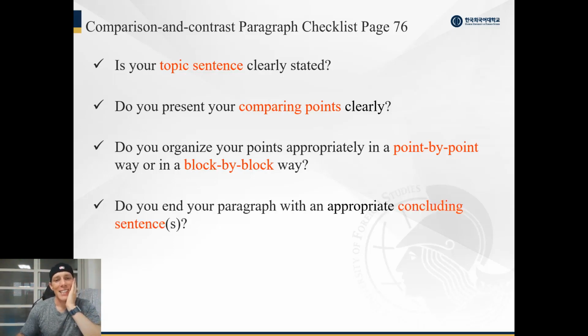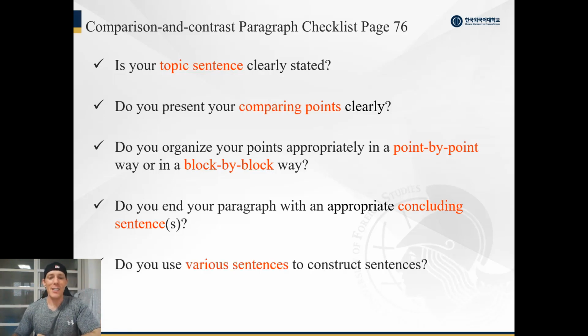And the last ones. Do you have an appropriate concluding sentence? You need to write a conclusion. You have to give the summary. What is your final decision for your writing? Because you're comparing and contrasting, so you want to have a final point.